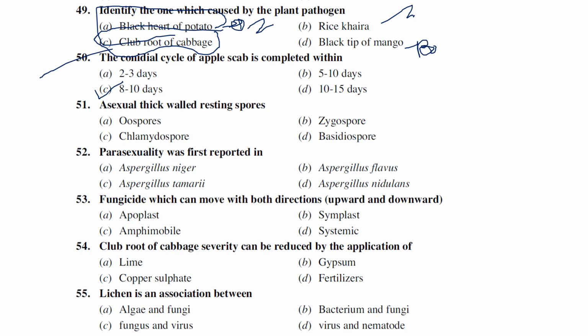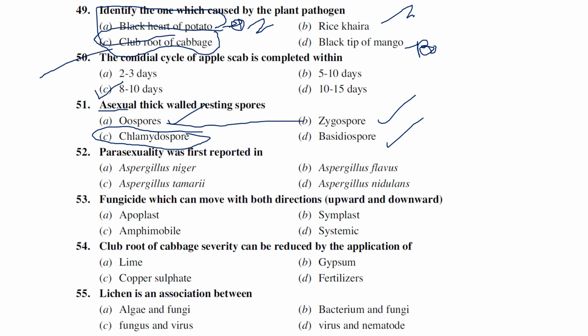Then what is the asexual thick-walled resting spore? They are asking for the asexual thick-walled resting spore. Whose spore is a sexual spore? Zygospore is a sexual spore. Basidiospore is a sexual spore. All are sexual spores. What they asked is the asexual one. So the answer goes to chlamydospore. Chlamydospore is the asexual thick-walled resting spore. But when it comes to sexual resting spores, oospores and zygospores are the sexual resting spores.